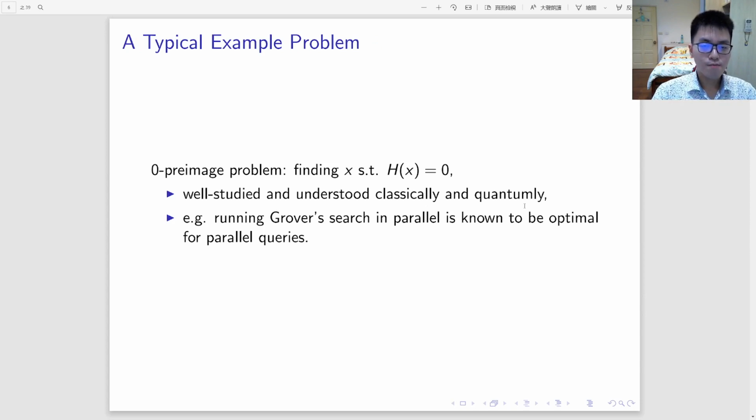A typical example problem in the QROM model is the so-called zero-preimage problem, which asks to find the input x that is mapped by the hash function to 0. It is well studied and understood in both classical and quantum settings. For example, executing Grover search in parallel is known to be optimal for parallel queries.